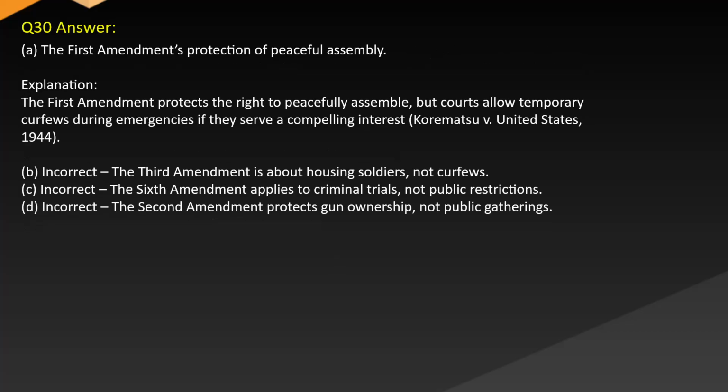Answer A. The First Amendment's protection of peaceful assembly. Explanation. The First Amendment protects the right to peacefully assemble, but courts allow temporary curfews during emergencies if they serve a compelling interest. Korematsu v. United States, 1944. B. Incorrect. The Third Amendment is about housing soldiers, not curfews. C. Incorrect. The Sixth Amendment applies to criminal trials, not public restrictions. D. Incorrect. The Second Amendment protects gun ownership, not public gatherings.